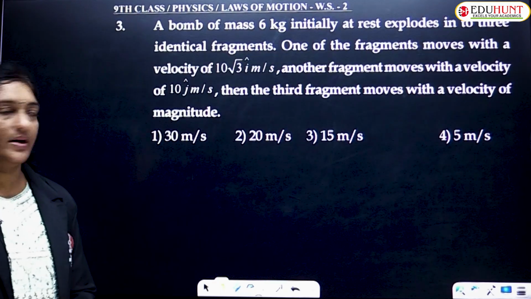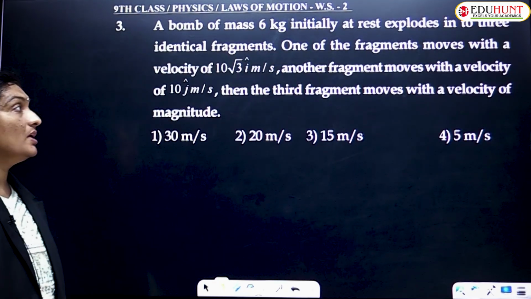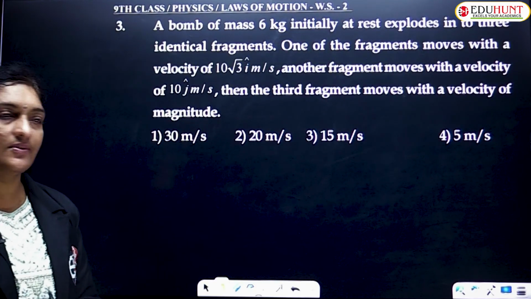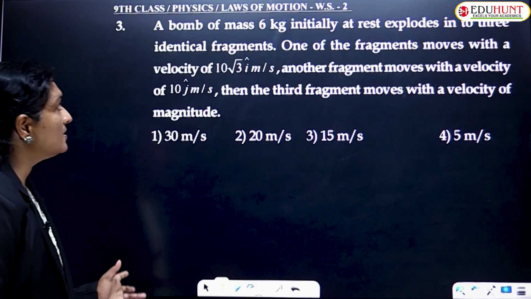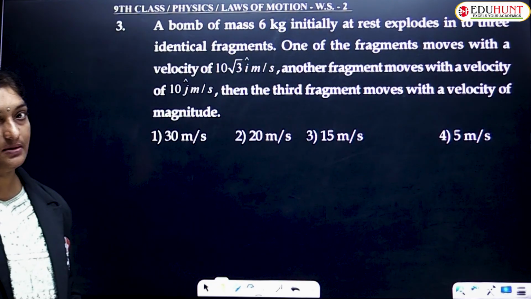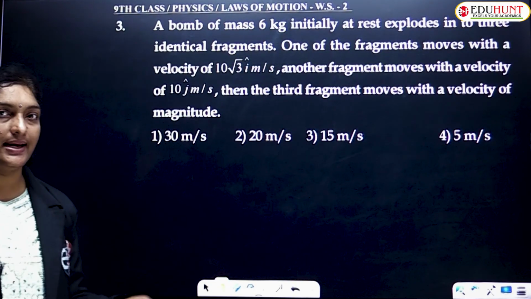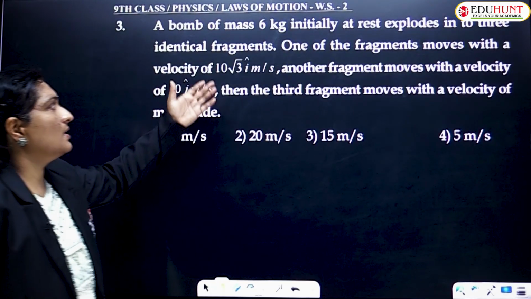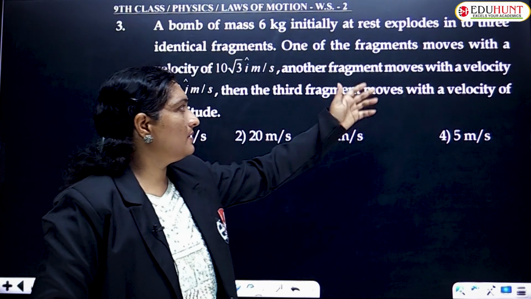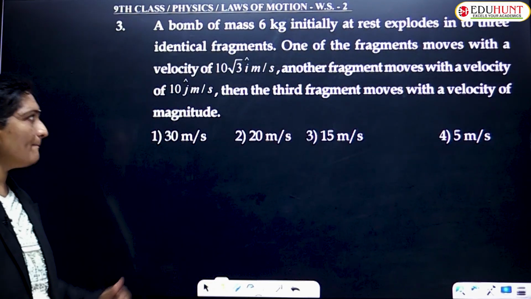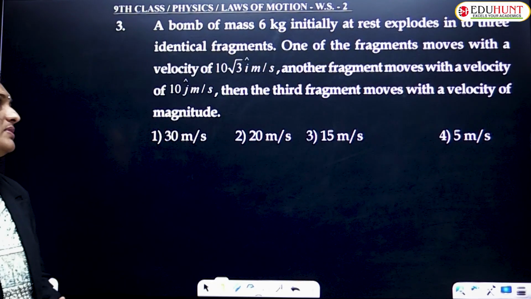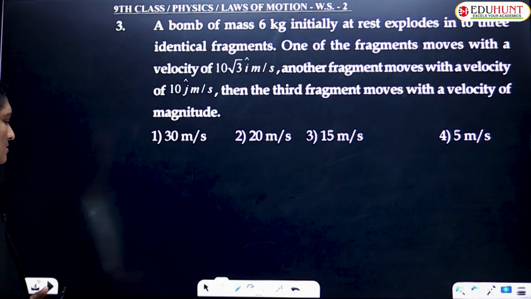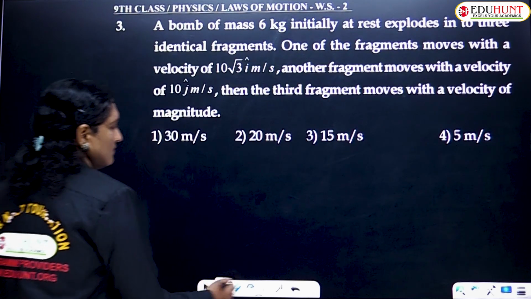Question number 3. A bomb of mass 6 kg initially at rest. Again, a bomb is given. Initially it was at rest and explodes into 3 identical fragments, similar to the first problem, but 3 identical, same masses. One of the fragments moves with velocity 10 root 3 i cap meter per second, another with a velocity of 10 j cap, and the third fragment moves with a velocity of magnitude, which you are asked to find out. So it's all similar to the first numerical. So let us try solving the same.